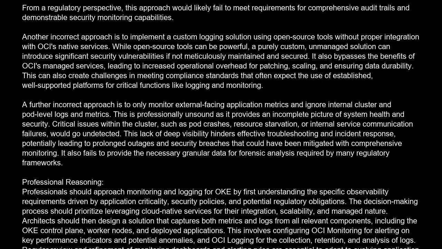Professional reasoning. Professionals should approach monitoring and logging for OKE by first understanding the specific observability requirements driven by application criticality, security policies, and potential regulatory obligations. The decision-making process should prioritize leveraging cloud-native services for their integration, scalability, and managed nature. Architects should then design a solution that captures both metrics and logs from all relevant components, including the OKE control plane, worker nodes, and deployed applications.